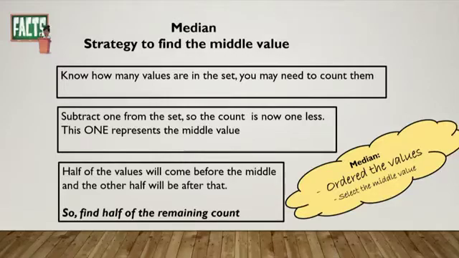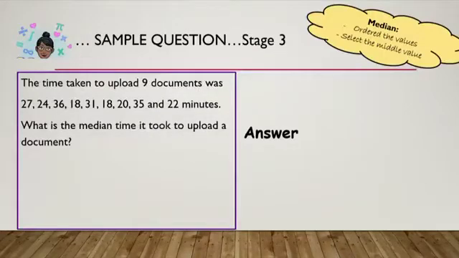After that, half of the values will come before the middle value and the other half will come after the middle value. So find half of the remaining count. In order, take out the one that represents the median and share the rest into 2 equal parts. Here is an example. We'll go to the board for this one. The time taken to upload 9 documents was 27, 24, 36, 18, 31, 18 again, 20, 35, and 22.